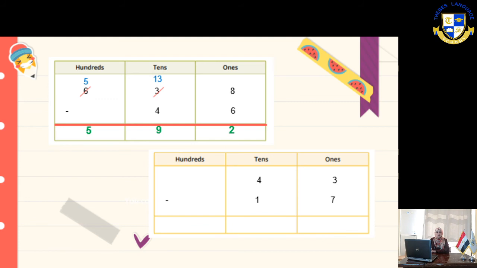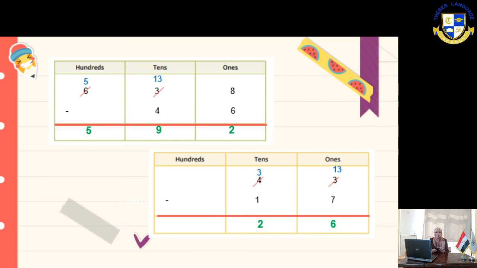43 minus 17. You have no hundreds here. Go for the ones. 3 minus 7. 3 is smaller, so you borrow 1 from the tens. The 4 will be 3. And the ones will be 13. So 13 minus 7 will be 6. That's right. Go for the tens. 3 minus 1 is 2. And you have no hundreds, so your answer is just 26.